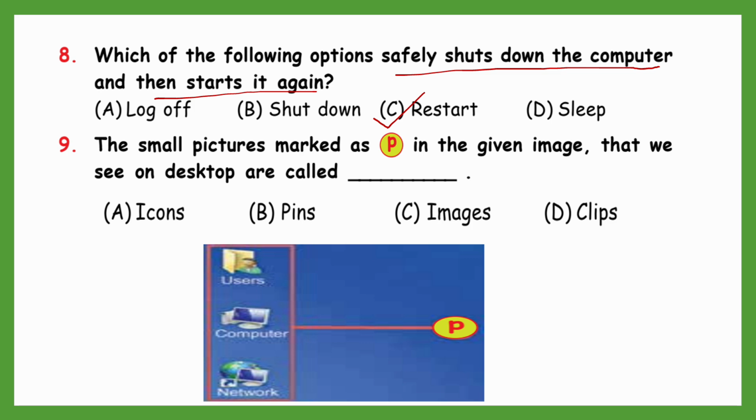So next one, the small pictures marked as P. See in the picture you can see P. The small pictures marked as P in the given image that we see on desktop are called dash. Icons, pins, images, clips. What is the correct answer? Option A, icons.